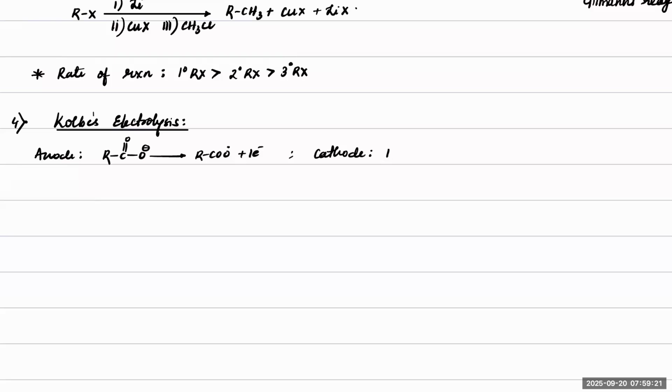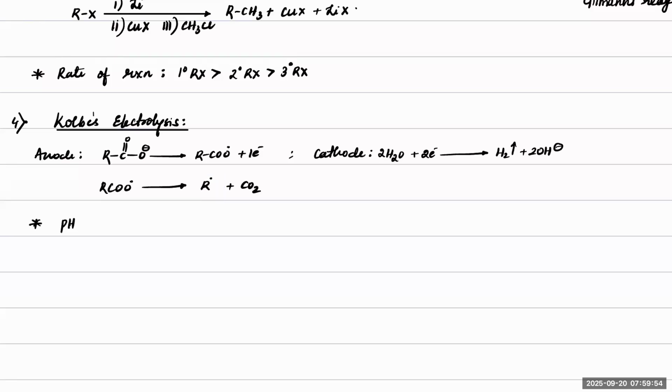Water, H2O, will take 2 electrons to convert into H2 gas and release 2 OH minus. So this is the anode and cathode reaction. This is what you need to remember. It is also a free radical mechanism where this RCOO dot will convert into R dot plus CO2. If you get 2 moles of that R dot, you will see an alkane will form. Now, what are the important points here?